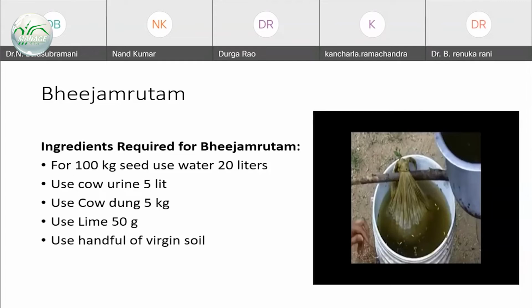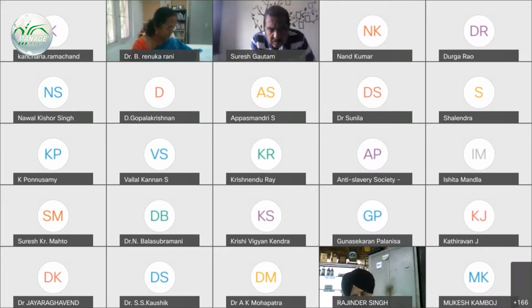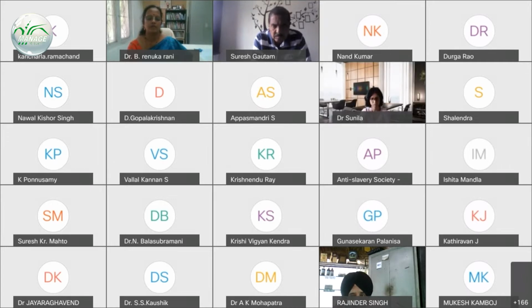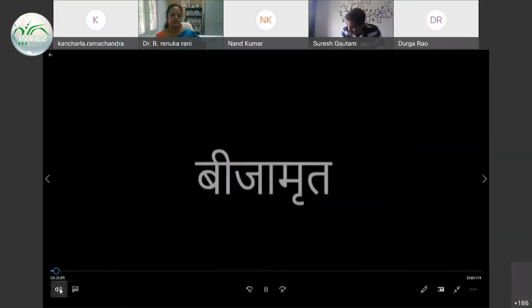It's very easy. It's not laborious. First, in a pot or in a big bucket, take 20 liters of water and 5 kgs of fresh cow dung. It's natural, our deshi cow dung. Wrap it in a cloth and tie it, and with the help of a stick hang it in the 20 liters of water. Then pour 5 liters of cow urine, add 50 grams of lime and a handful of virgin soil, stir it, and keep it for 12 hours.